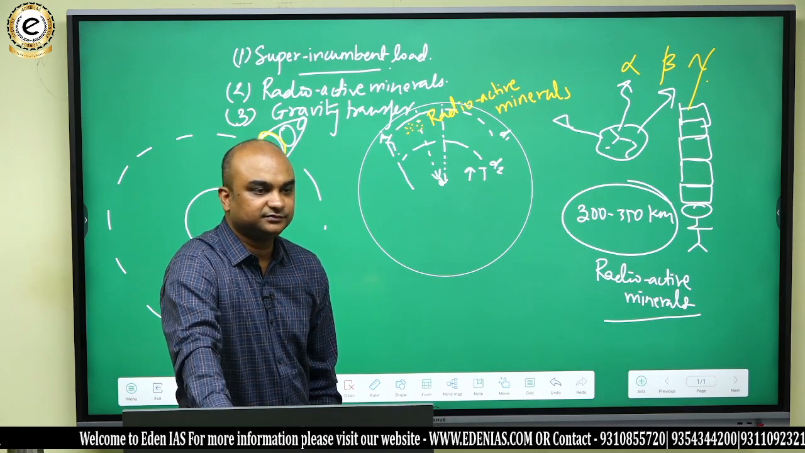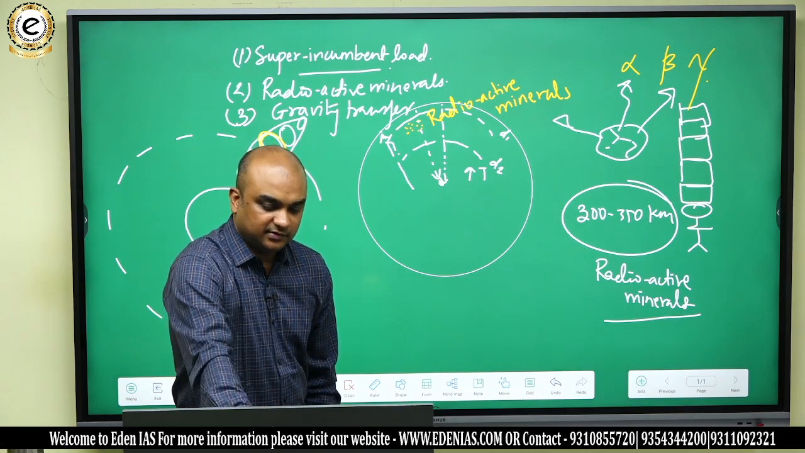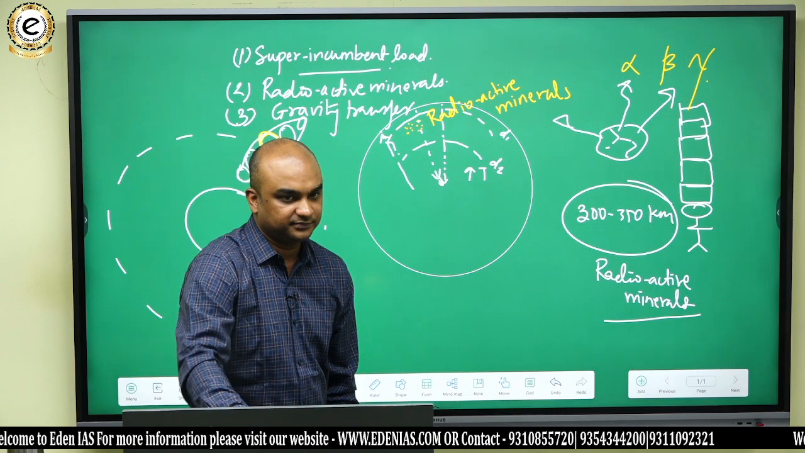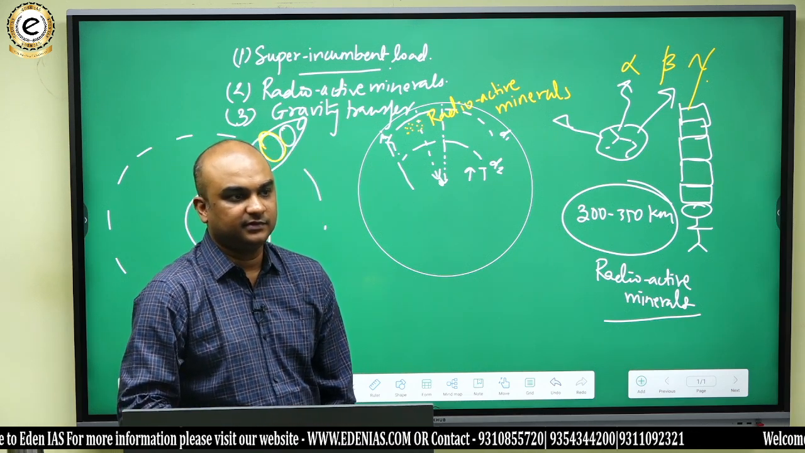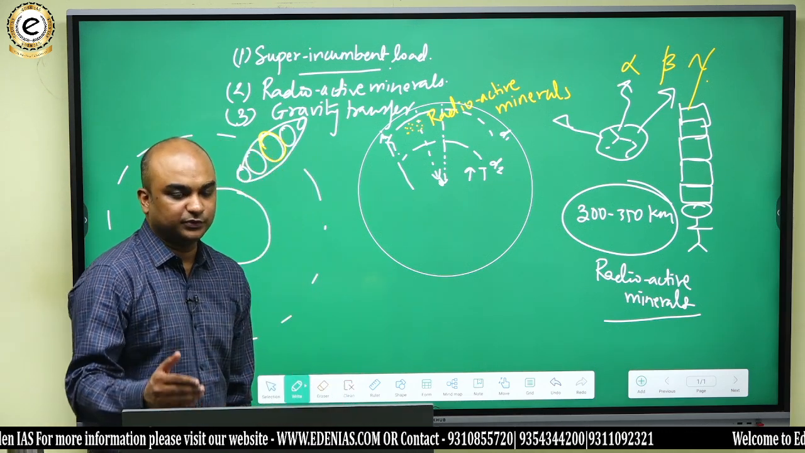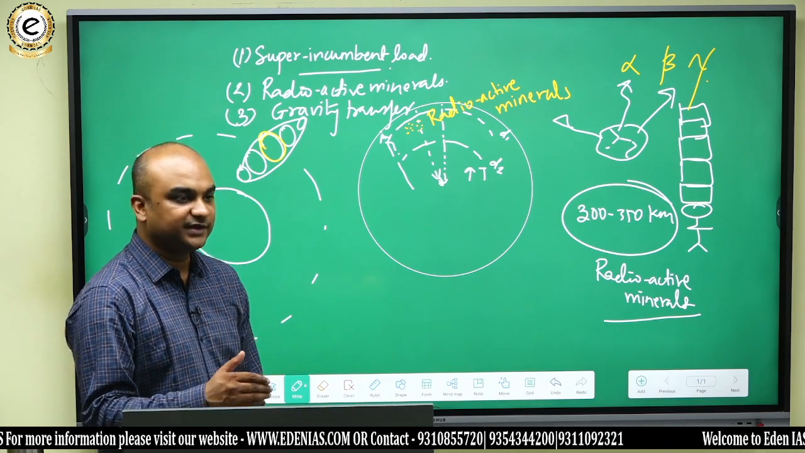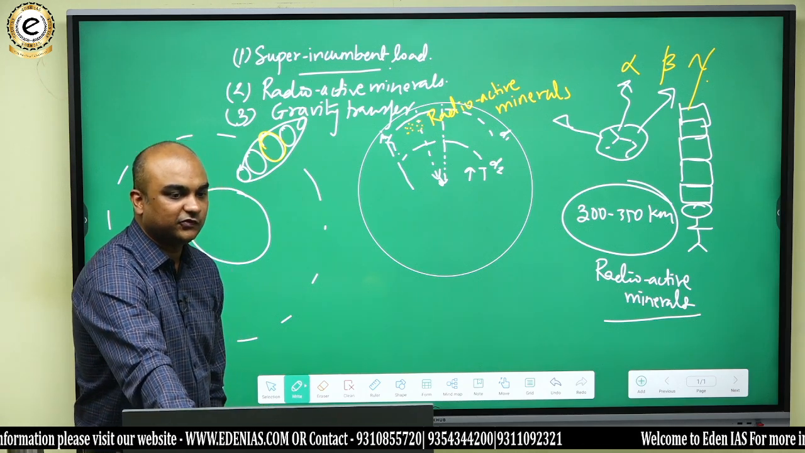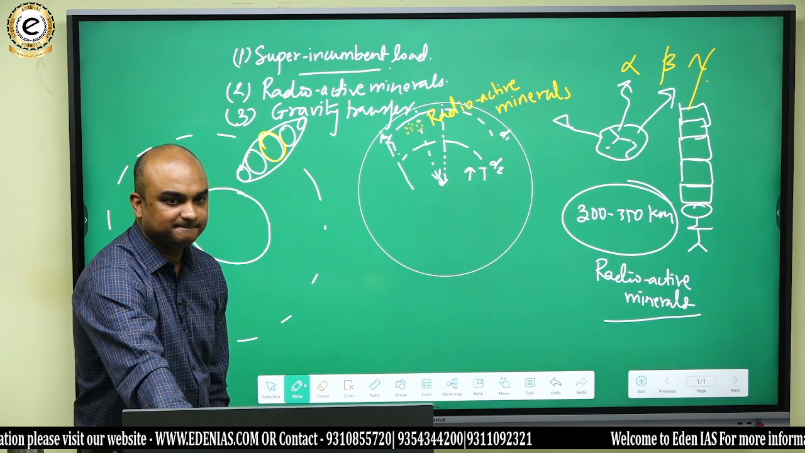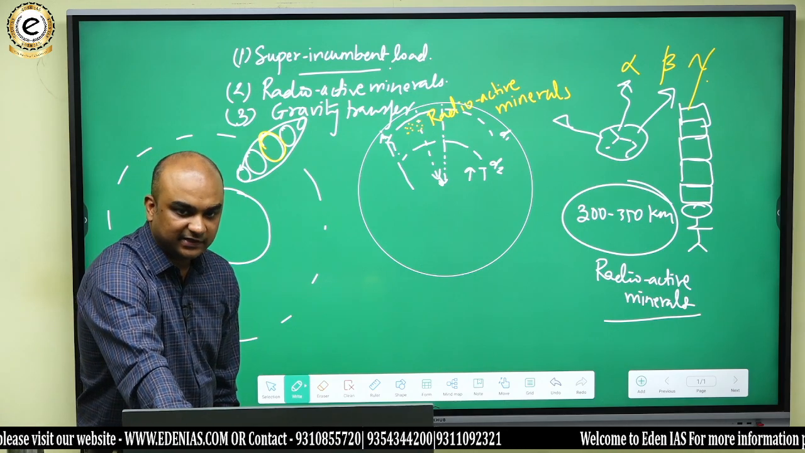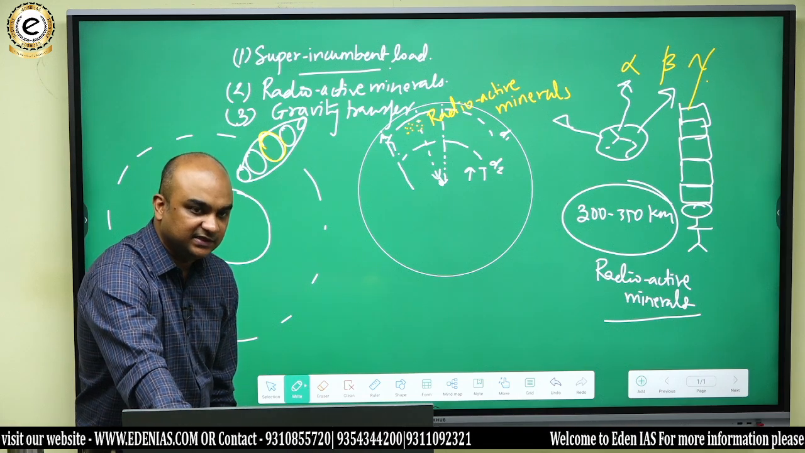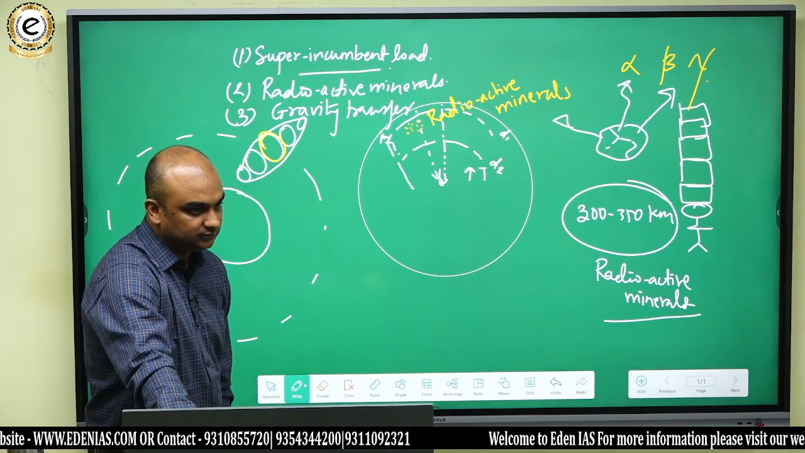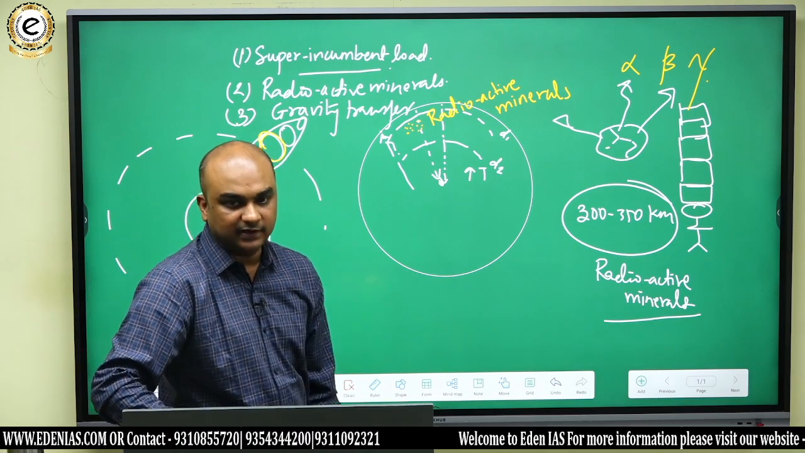Next bullet. The temperature inside the earth is due to the following reasons. Put a hyphen after that and then write as A, B, C. A, superincumbent load.